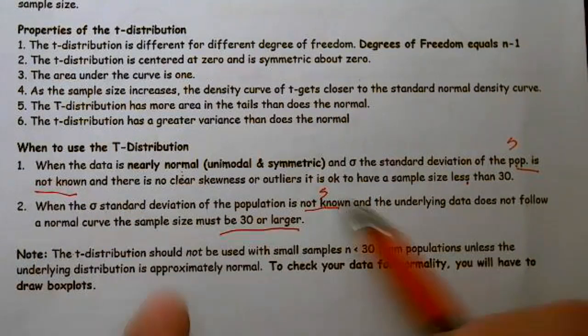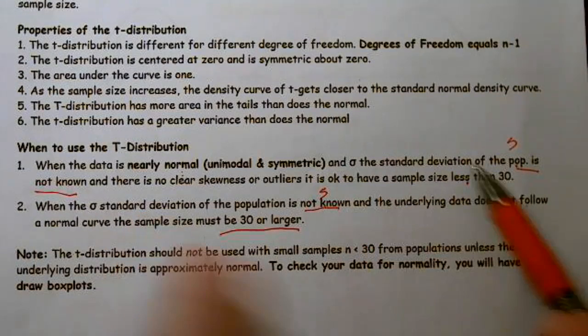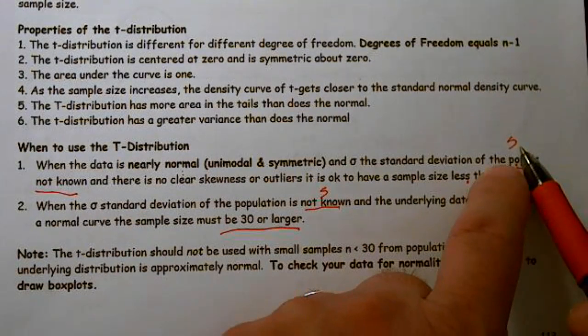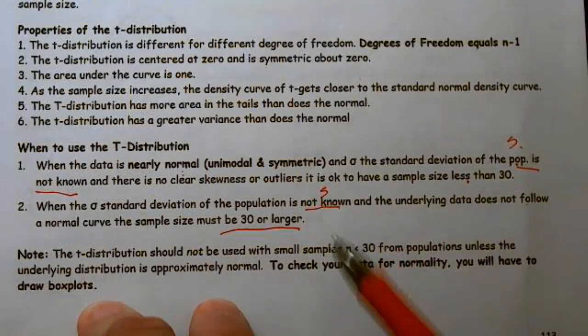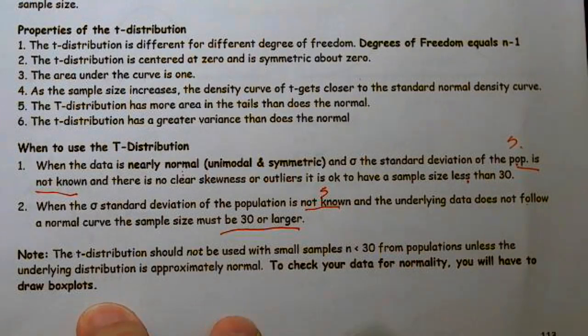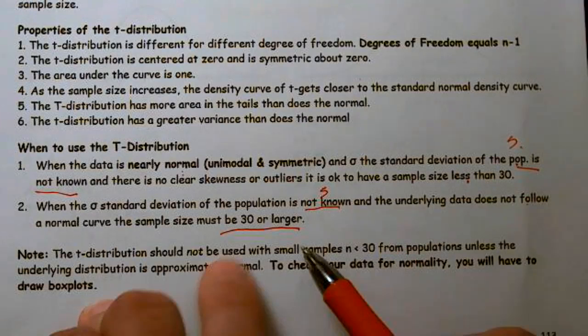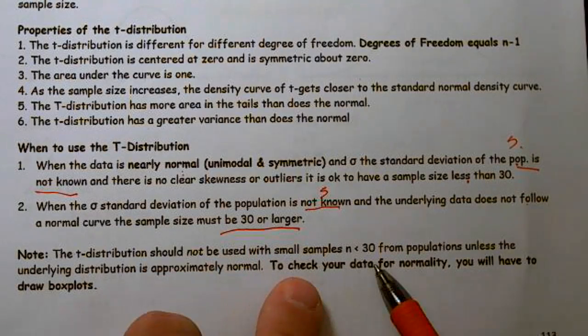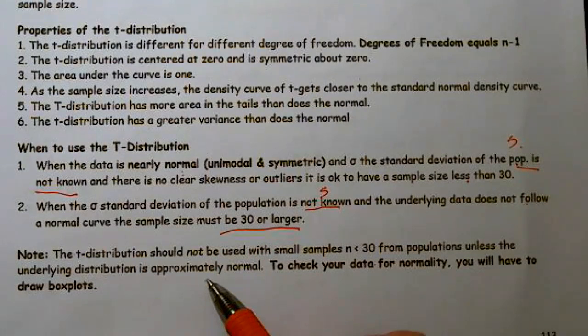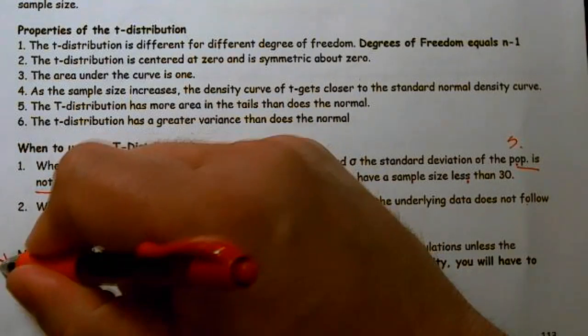So if the underlying population is approximately normal and we have the standard deviation of the sample, it's okay to use the t. On the other hand, if the underlying population is skewed or bimodal or uniform, in other words, it's not normal, we need to have a sample size of 30 or more. The t distribution should not be used with small samples, in other words n less than 30, unless the underlying population is normal. And I put a huge big star by that.